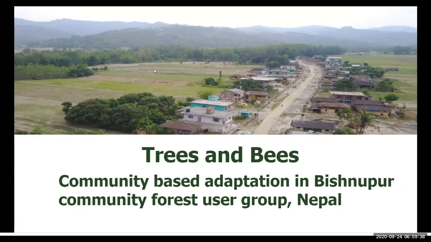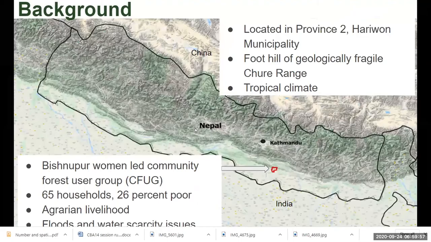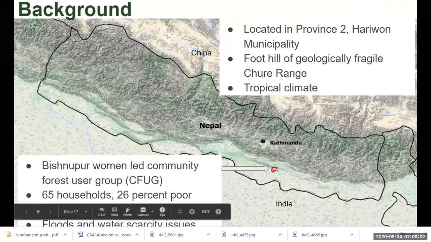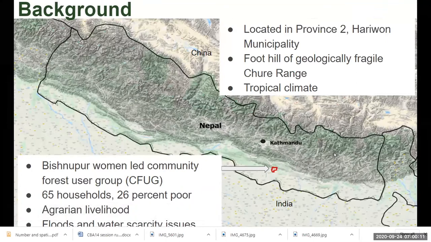Okay, welcome everyone. So we are sharing this case which we call trees and bees. It is from southern part of Nepal, where we applied this community-based adaptation in one of the community forests called Bishnupur community forest user group. To give you a brief background, it is located on the southern part of Nepal, as you can see by this red part, in province 2 and Haryon municipality.